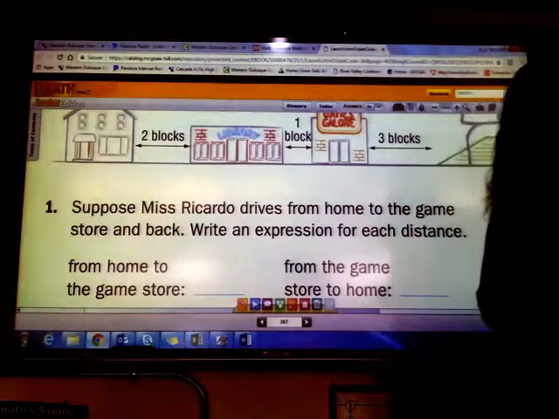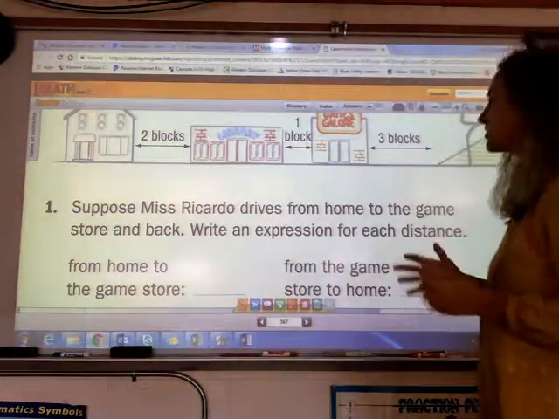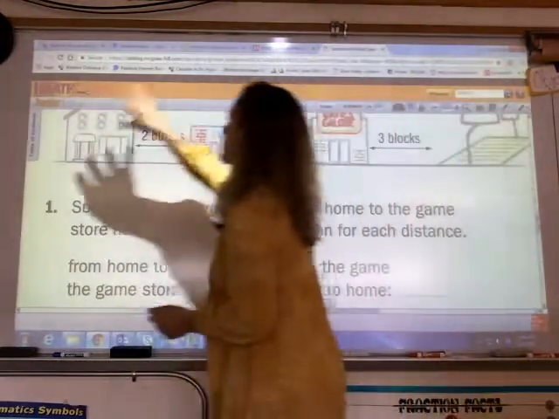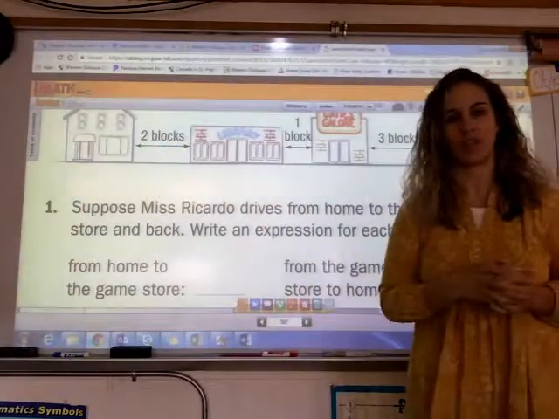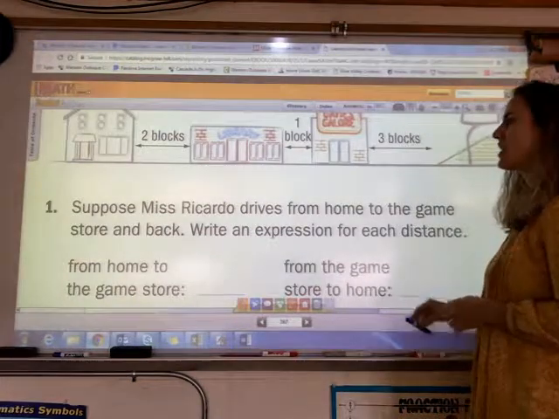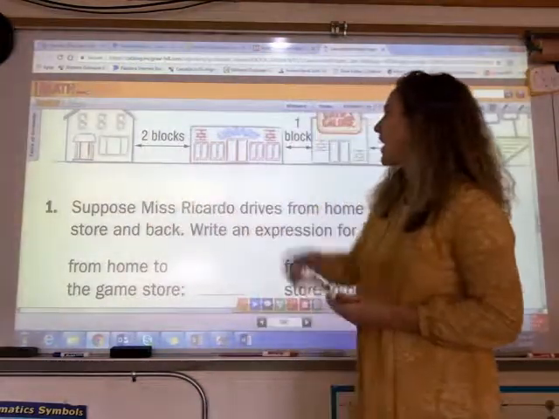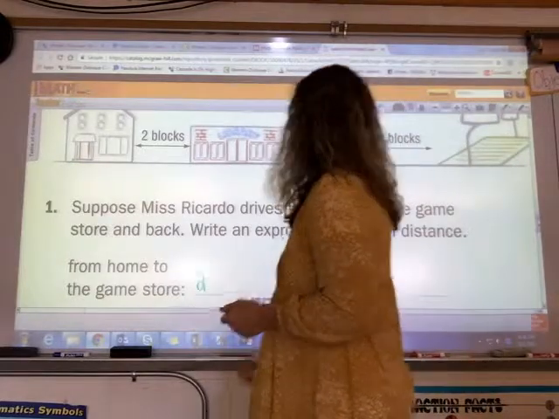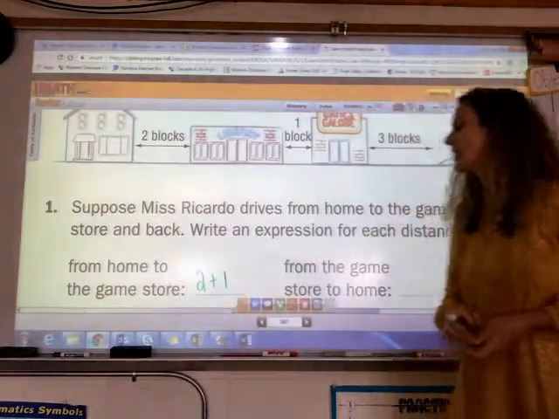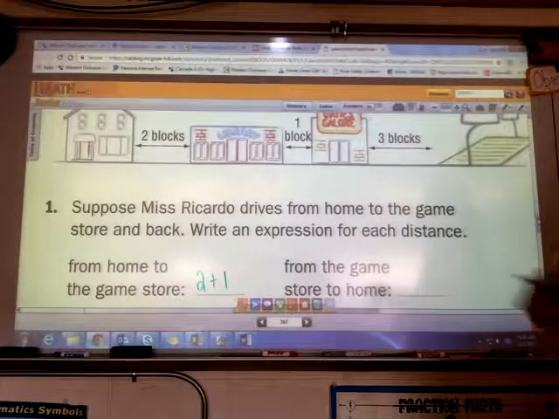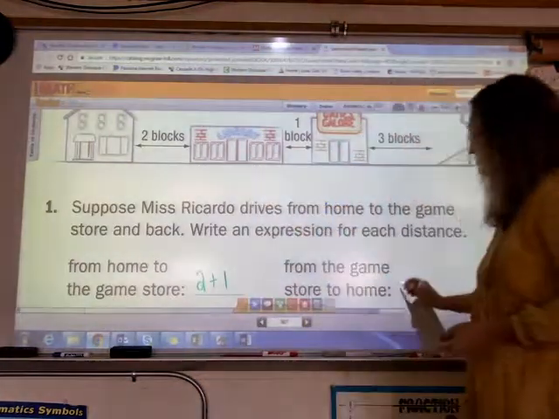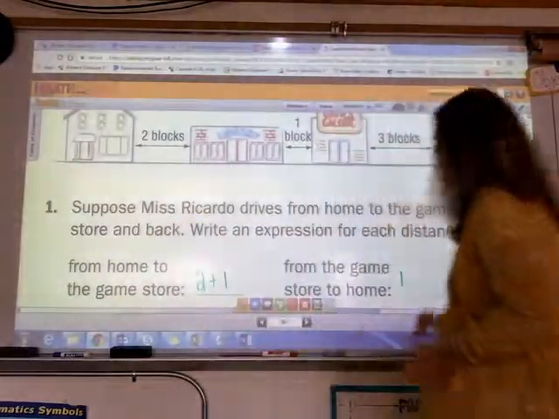One of the things I want you to think about as you're writing this is that when she goes from home to the game store, and then from the game store back, her overall distance is not changing. So if we were to write an expression for this, from home to here, I know it's going to be 2 blocks, plus she's got another block here to the game store, so technically we're looking at 2 plus 1. Now from the game store to home, so I'm going backwards, game store to here is going to be 1 block, and then another 2 blocks to home.